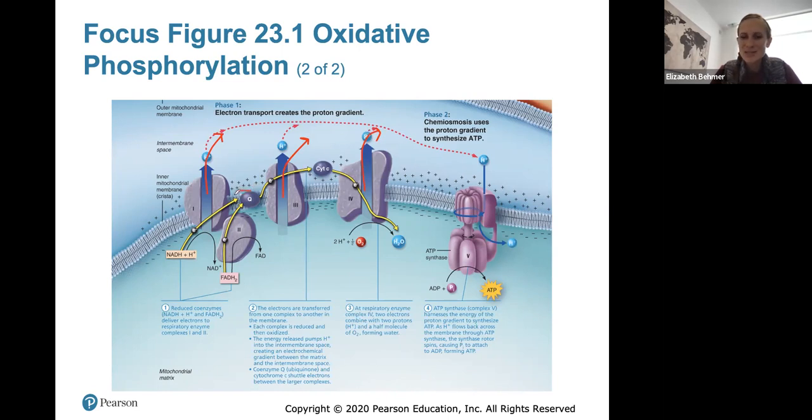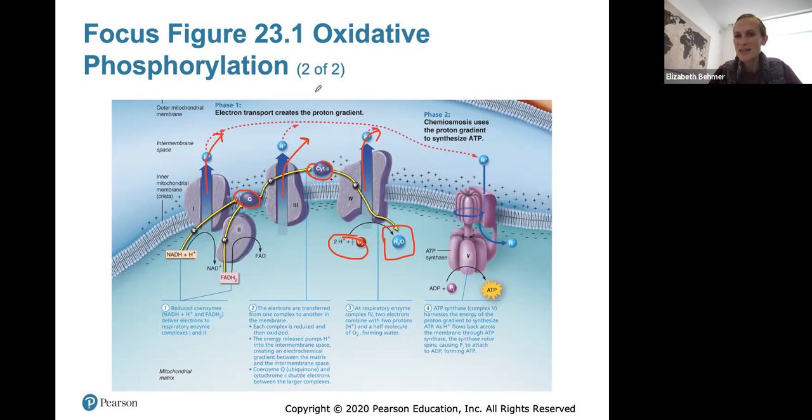Coenzyme Q is ubiquinone, and there is also cytochrome C. These help to shuttle electrons between the larger complexes. At respiratory complex 4, 2 electrons combine, as shown here, with protons and half a molecule of oxygen, forming water. And this is why it's so important for your cells to need oxygen, because oxygen combines with these excess electrons to form water as a waste product.